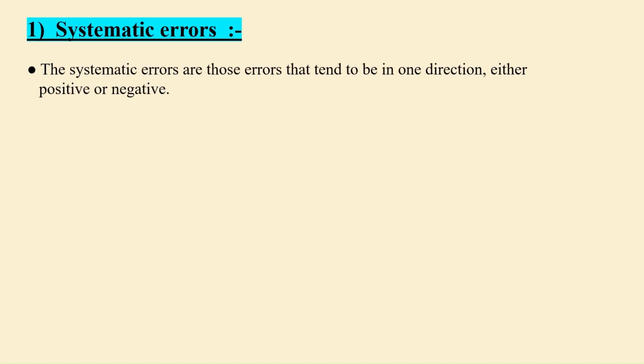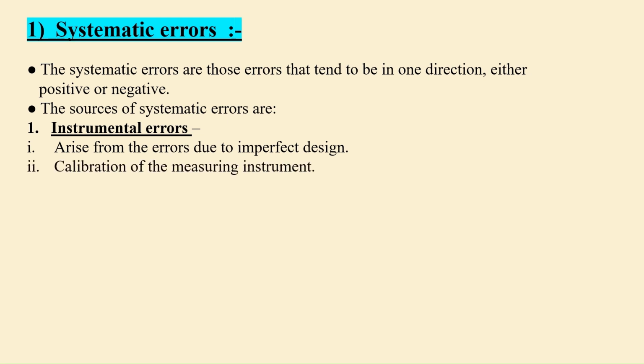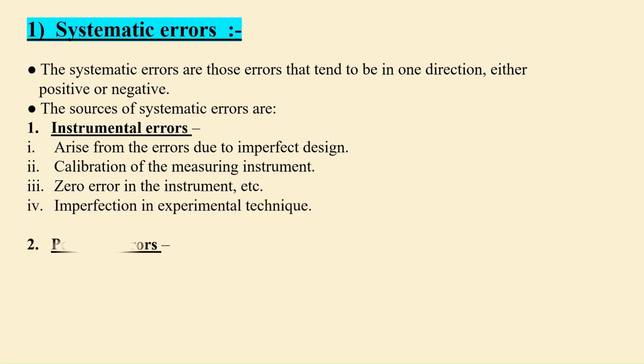Systematic errors. Systematic errors are those errors that tend to be in one direction, either positive or negative. The sources of systematic errors are: 1. Instrumental errors, which arise from errors due to imperfect design, calibration of the measuring instrument, zero error in the instrument, etc. Imperfection in experimental technique. 2. Personal errors, which arise due to an individual's bias.